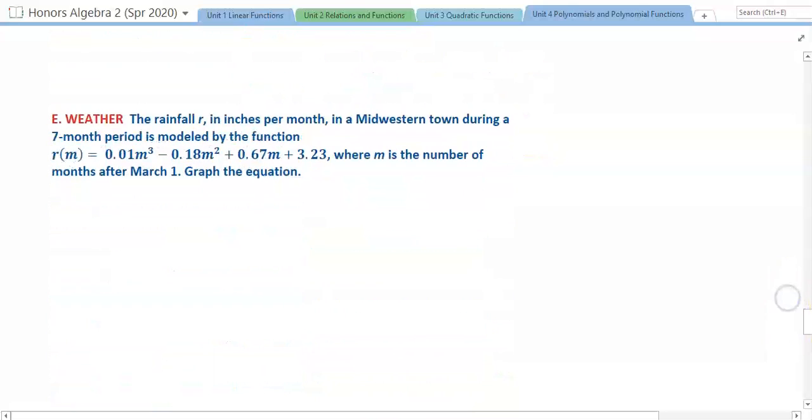And so this last example is similar to the one before. Again, use the function wisely, use your calculator wisely to get turning points to the best of your ability on those. I'm going to leave this example here just for the sake of time.